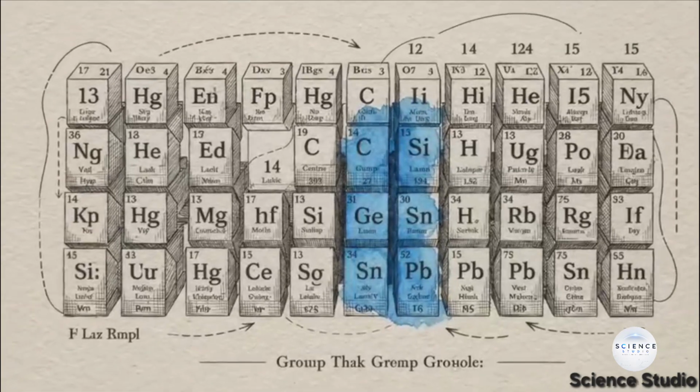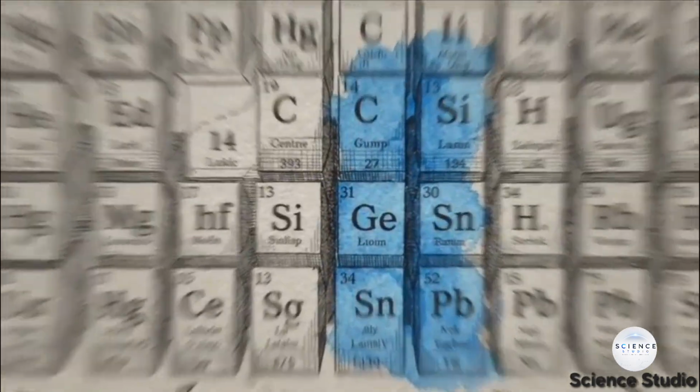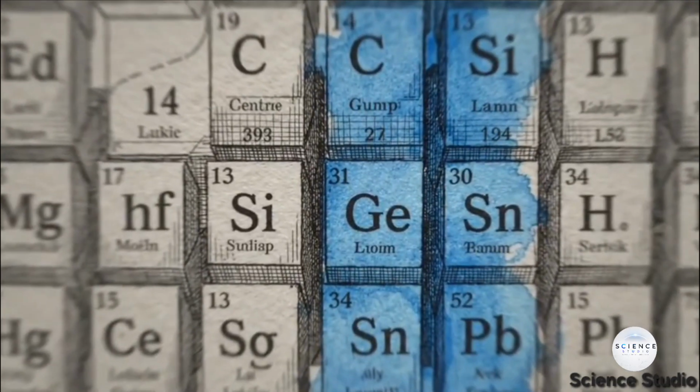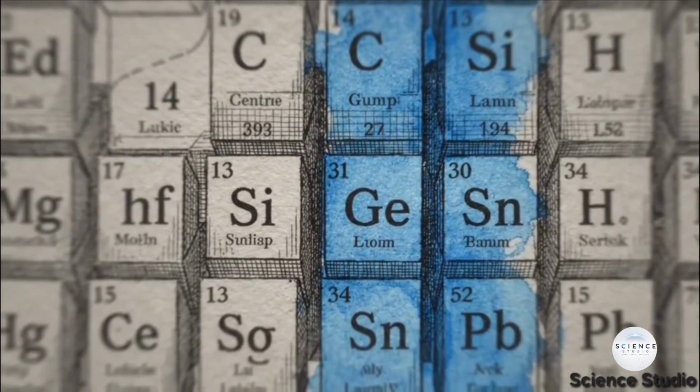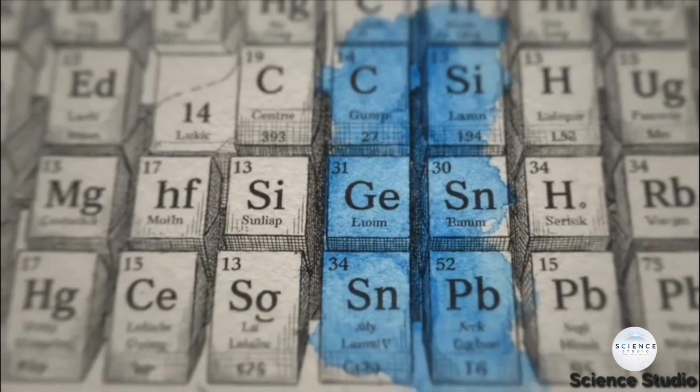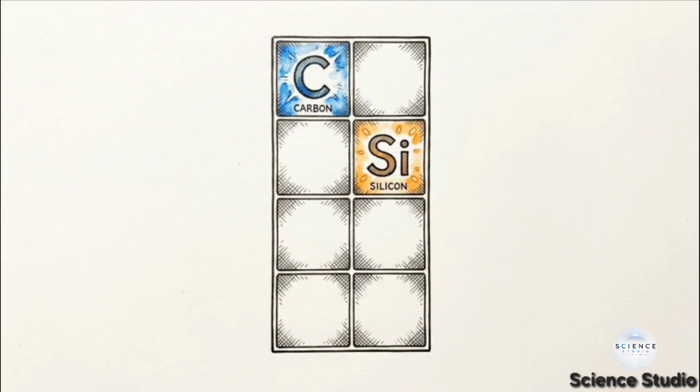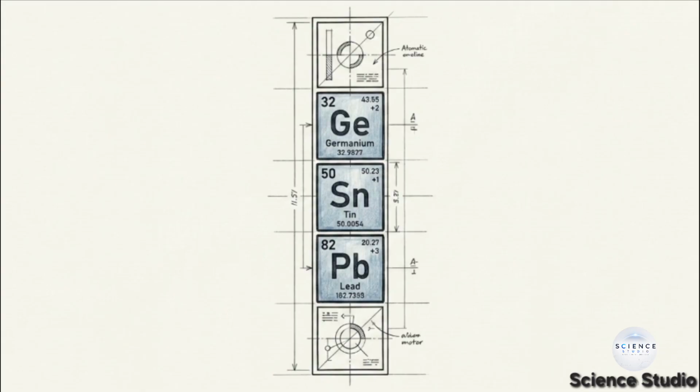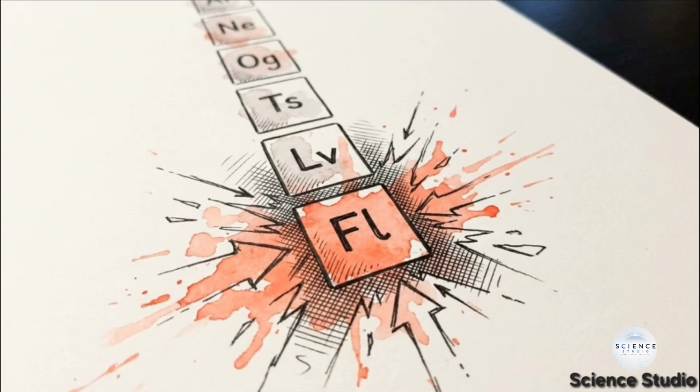The periodic table functions as a structural blueprint for human technology. Nowhere is this more apparent than in a single vertical column, Group 14. This is the carbon family, a group consisting of carbon, silicon, germanium, tin, lead, and the synthetic element Flerovium.